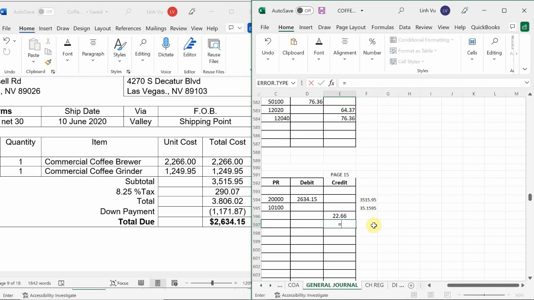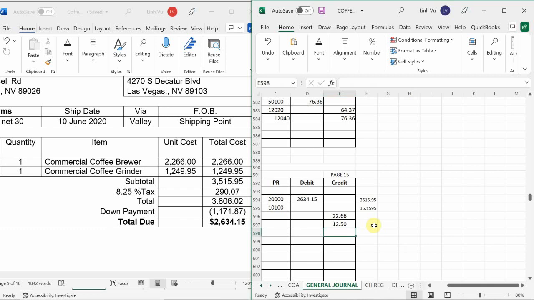$22.66. Okay? Now I got to do the same thing to my coffee grinder. In this case, I originally purchased my coffee grinder for $1,249.95. Okay? And I need to figure out what my 1% discount is from that. So what is that? It's $12.50. So there you go.